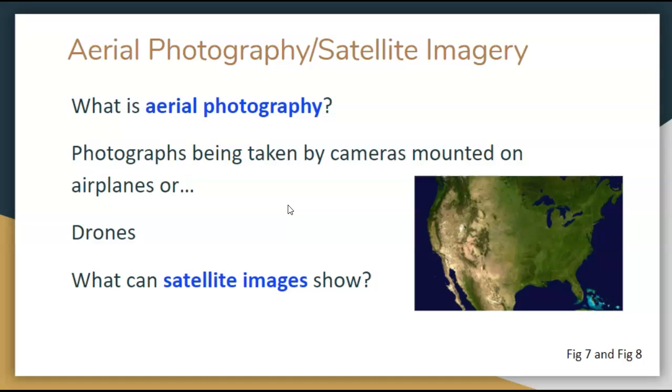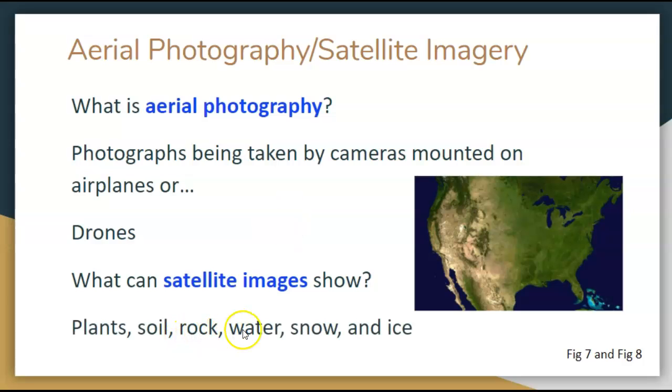And what can satellite images show? They can show plants, soil, rock, water, snow, and ice. So over here in this case, as you can see, the green represents, of course, plants. The tan would be soil, rock, so on. Blue is water. Okay. This little white patch here would represent snow. All right. So those are examples of what satellite images can show you.